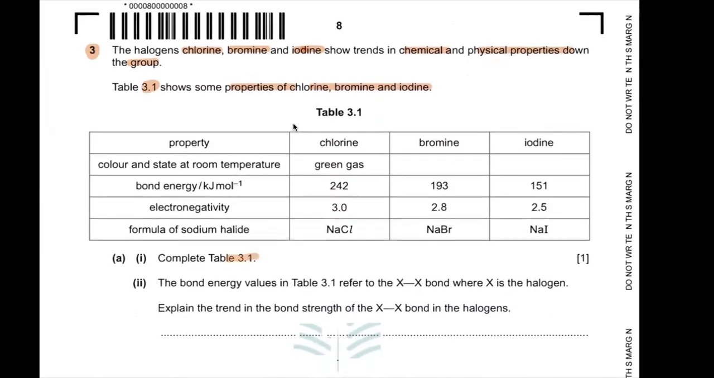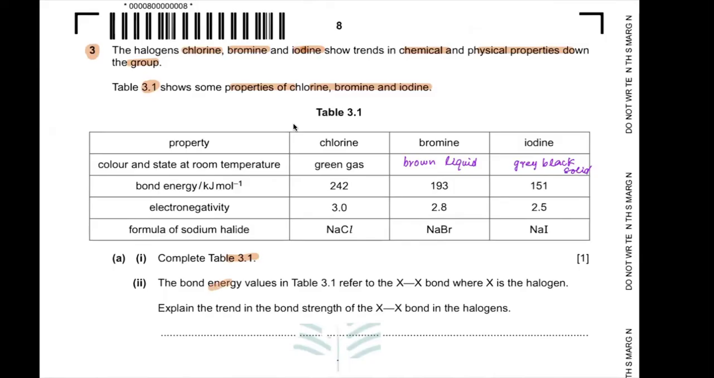Complete table 3.1. So they have mentioned for chlorine that it's a green gas, so bromine, if you remember, it's a brown liquid, right? And for iodine, it's a gray-black solid. Now, next part.